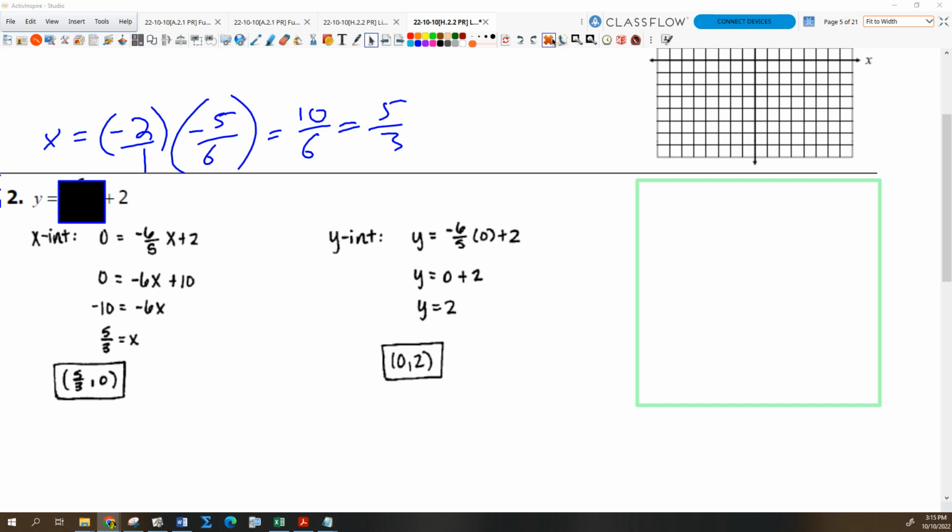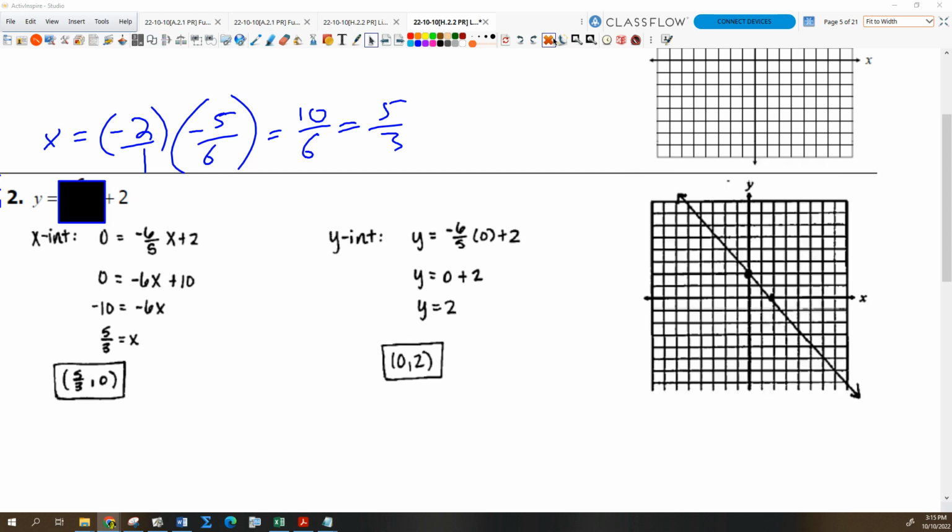Okay. And then to graph this thing, piece of cake. All I've got to do is graph those two intercepts and connect and extend. So if here's the x-axis, there's the y-axis, I get one point at (0, 2). I get one point at (5/3, 0).